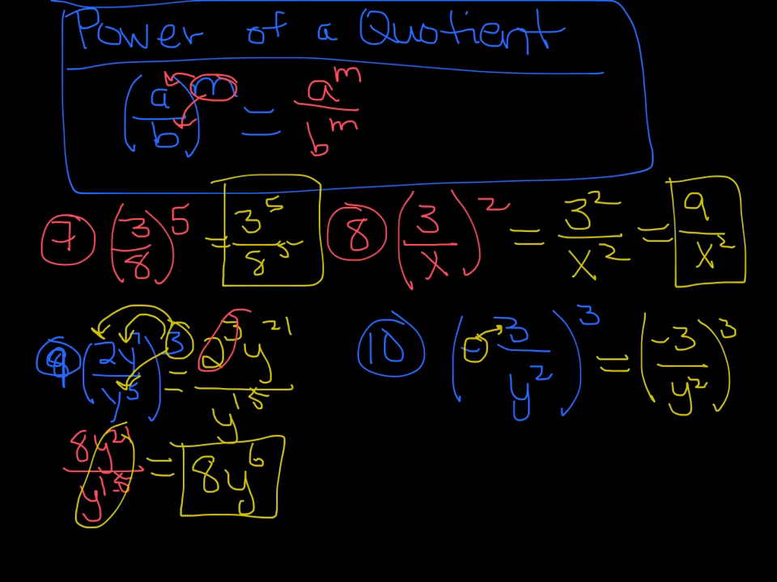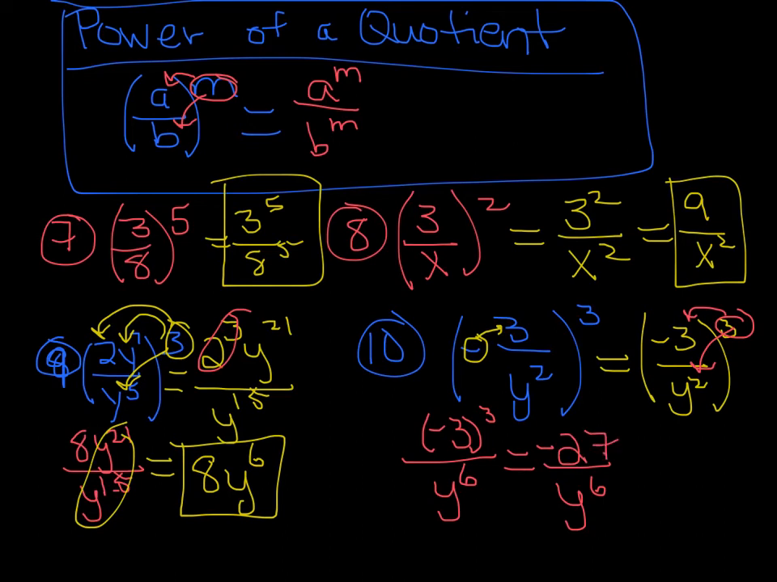So what we're going to do on this one is start by doing negative 3 to the 3rd over y squared to the 3rd, so I'm distributing this exponent to everything. Y squared to the 3rd means I have to multiply my exponents. So the y to the 6 stays as it is. The negative 3 to the 3rd, I'd like you to simplify that. So 3 to the 3rd is actually 27, and it's going to be negative.